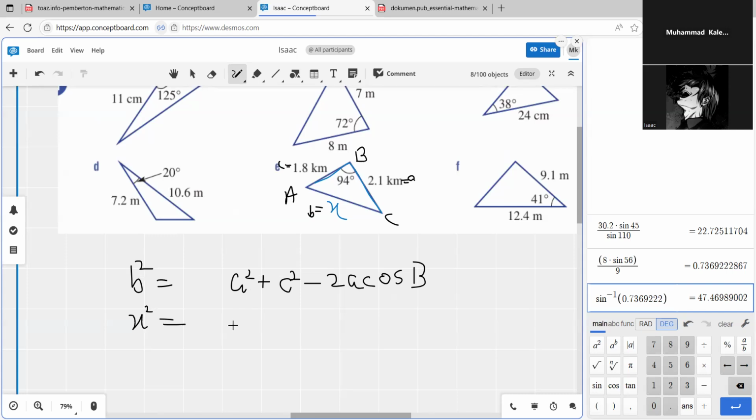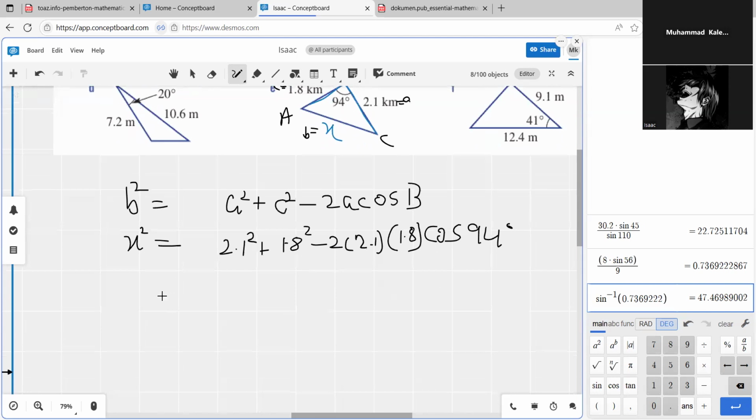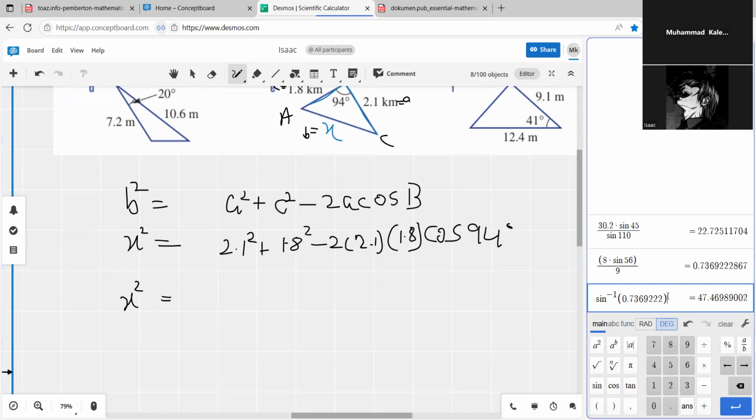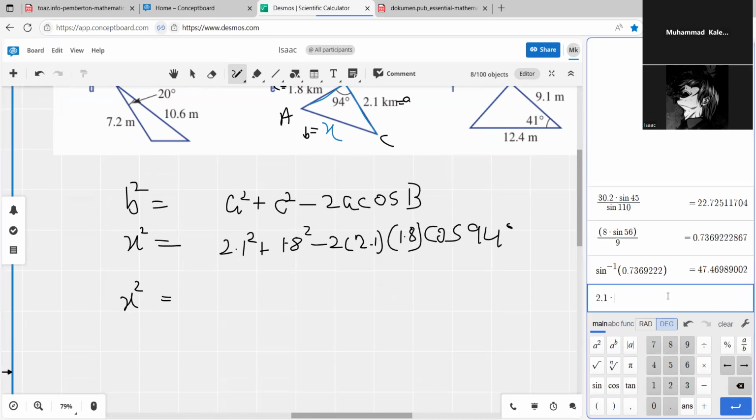So what is A? A is 2.1 square. What is C? 1.8 square, minus 2 times 2.1 times 1.8 cos B, 94, right? So let's simplify this one further. So x square is equal to, what will be the answer of this one? 2.1 times 2.1, so it will be 4.41.